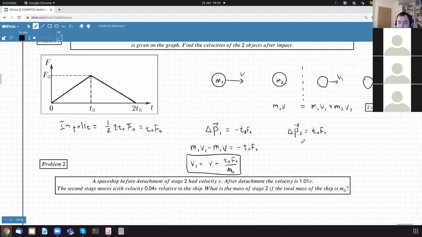Now, for the second ball, it's m2 v2 minus the initial momentum. The initial momentum is 0, and it is equal to t0 f0. So from here we get v2 is equal to t0 f0 divided by m2.